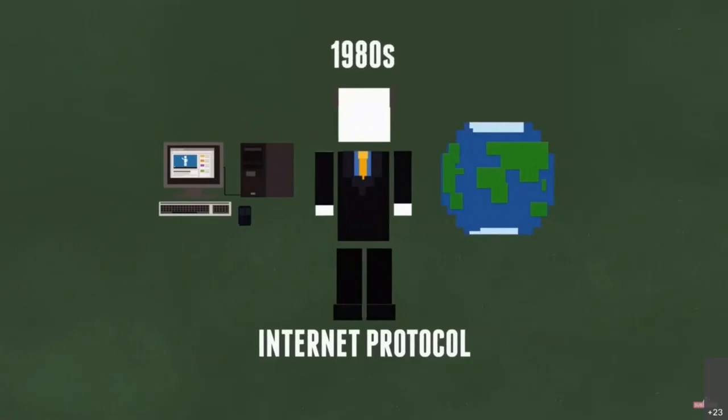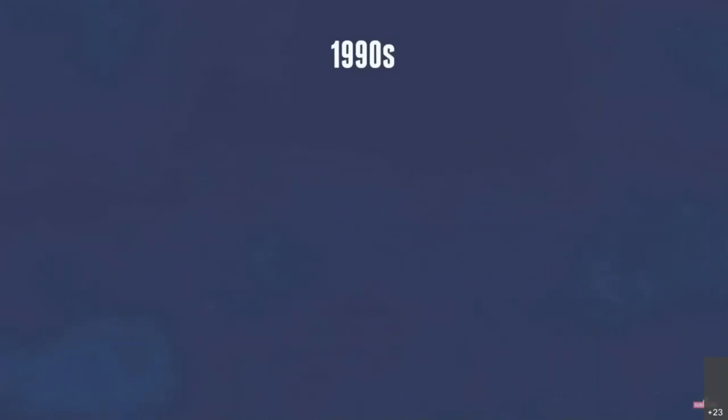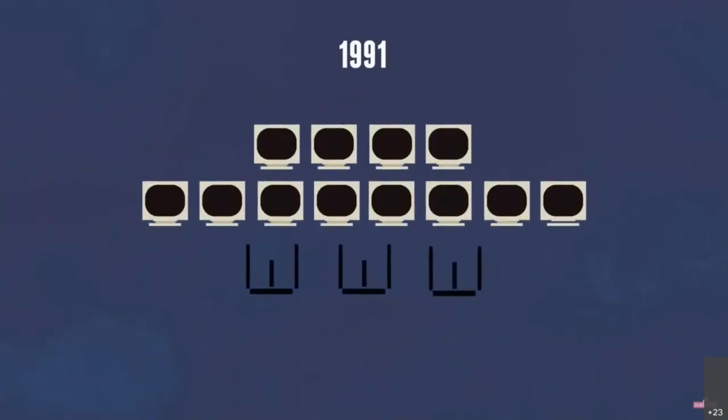In the 80s, scientists used Cerf's protocol to send data back and forth, but the 90s is where it really all began. In 1991, a computer programmer named Tim Berners-Lee invented the World Wide Web. This wasn't just a data sharing space for scientists anymore.